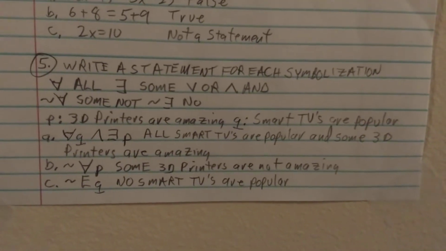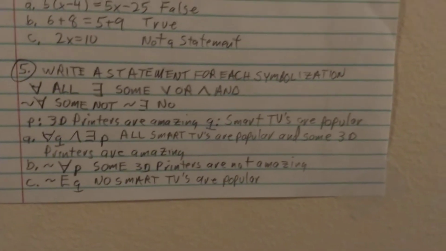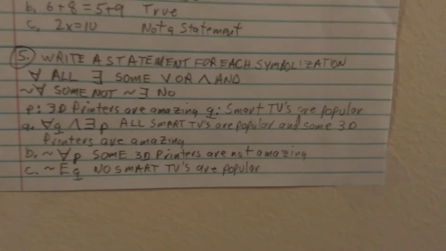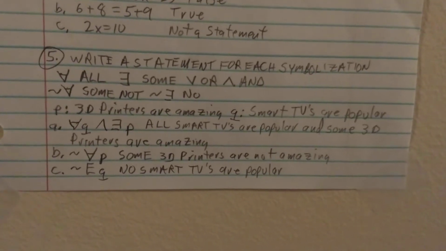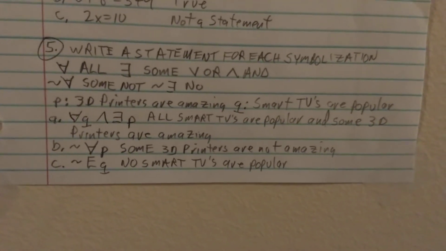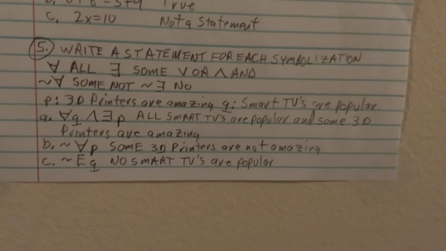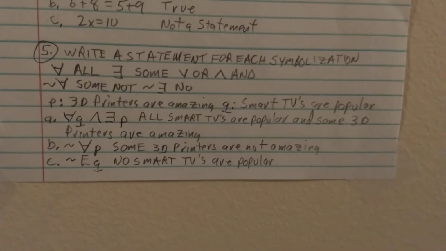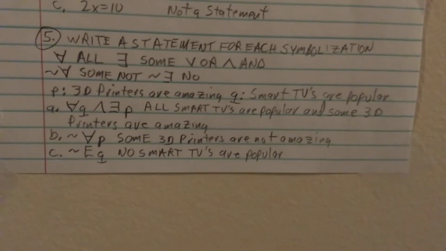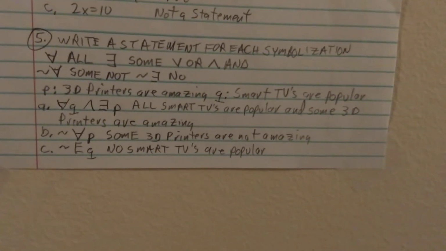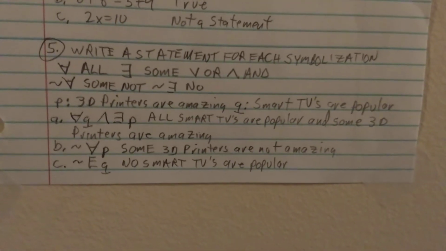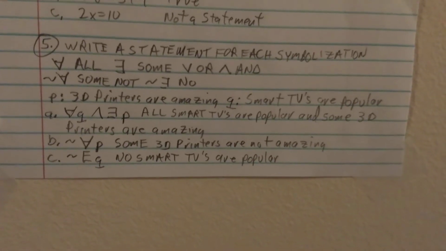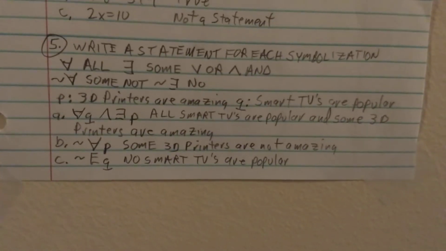So if the statement P is 3D printers are amazing, and the statement Q is smart TVs are popular, then upside down A Q and some, or backwards E P, is written out as all smart TVs are popular, that's the upside down A, and some 3D printers are amazing. Now not A, P is some 3D printers are not amazing, and not E Q is no smart TVs are popular.